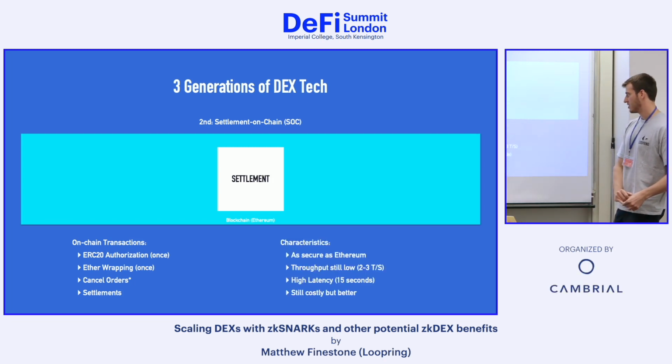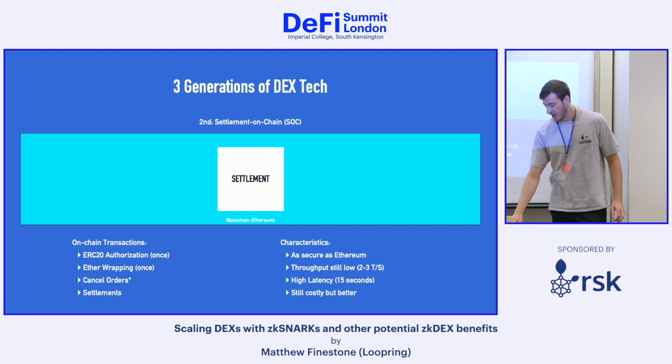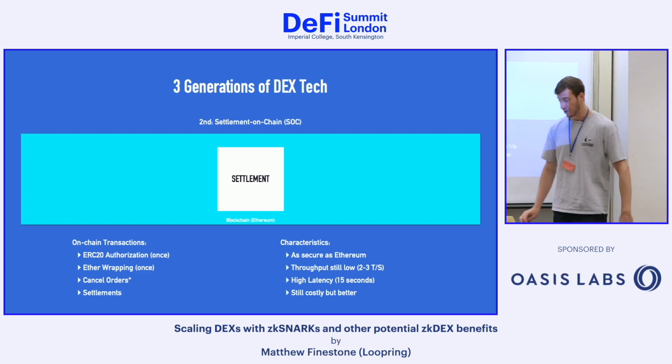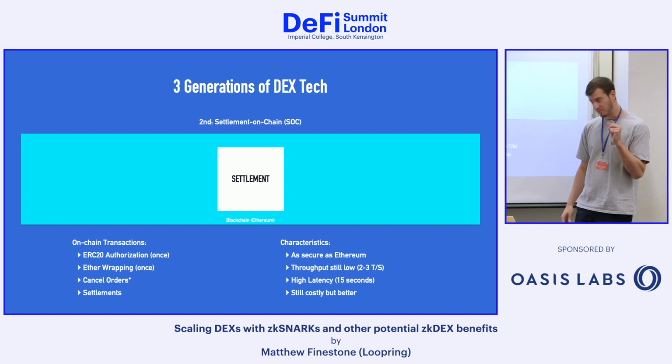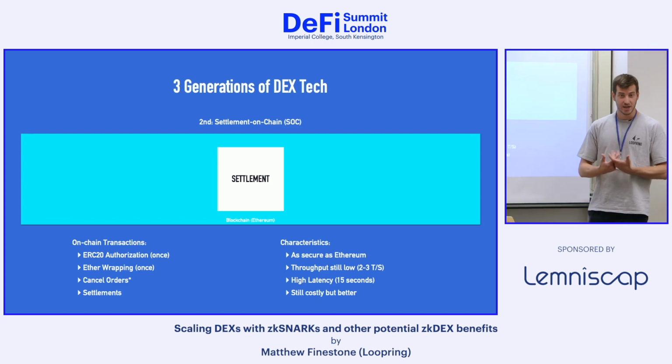Characteristics, again, as secure as Ethereum. Throughput was still very low, high latency, and a bit better on the cost front, but still very high. So that is what Loopring version 1, 1.5, and 2 were built on. And we saw not a lot of take-up, to be honest.